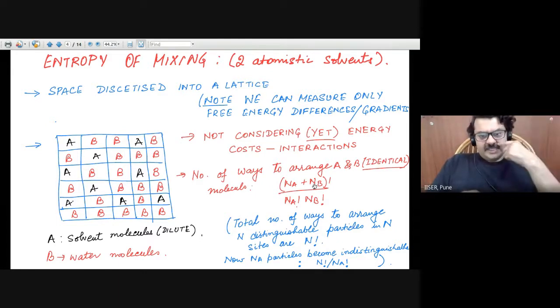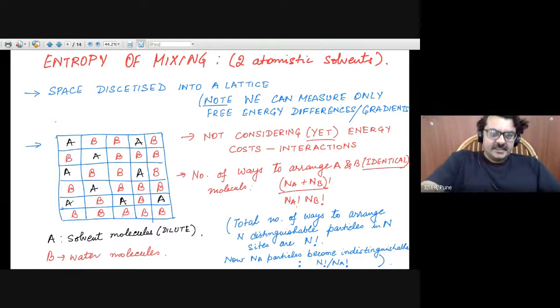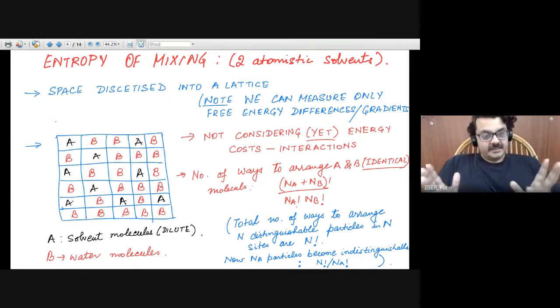And you can see that very easily. Now suppose this entire lattice was empty, then you could put the first particle in n ways, where n is the total number of lattice points, and you could put the second particle in n minus 1 ways, and then the third particle in n minus 2 ways, and so on. So the total number of ways you can put any n particles is n factorial, right?